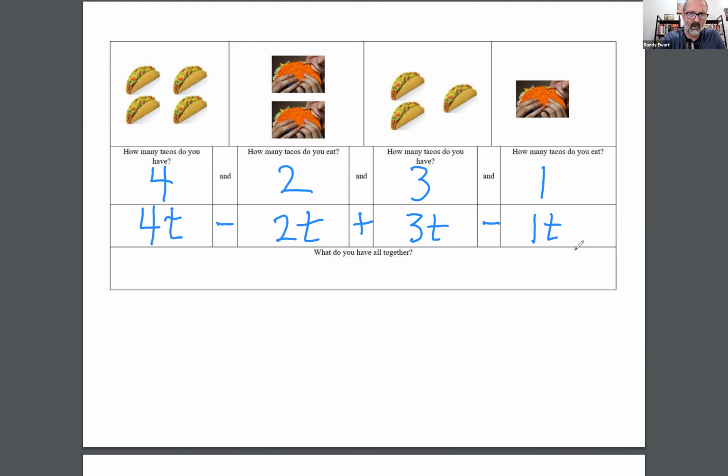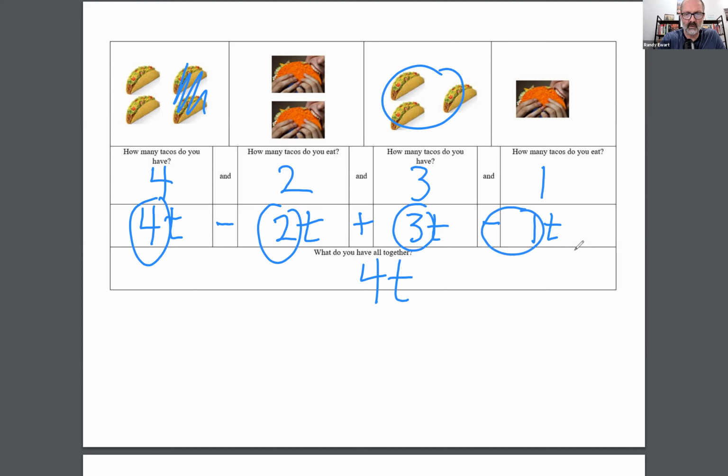So I have 4, I ate 2, so now I'm down to 2, but then I add 3 more, so I'm up to 5, but then I eat 1 more, so now I'm at 4 tacos. Or you could just say 4 minus 2 is 2, plus 3 is 5, minus 1 is 4 tacos. There you go. Let's look at a little more complicated version of this.